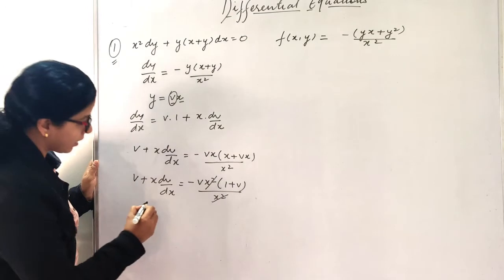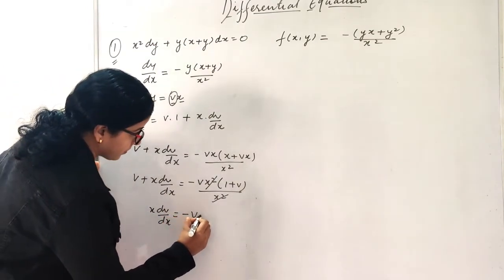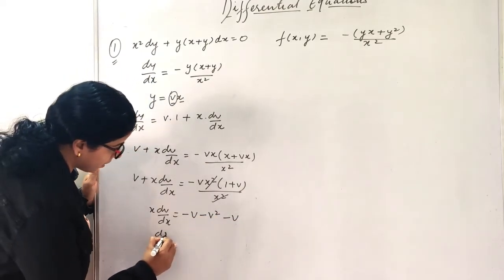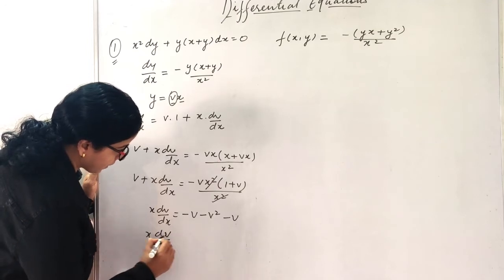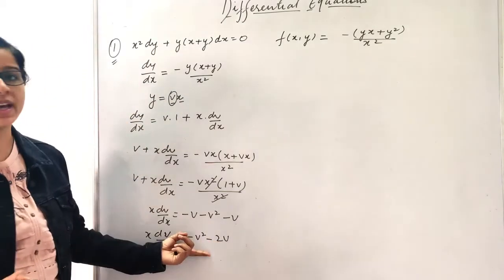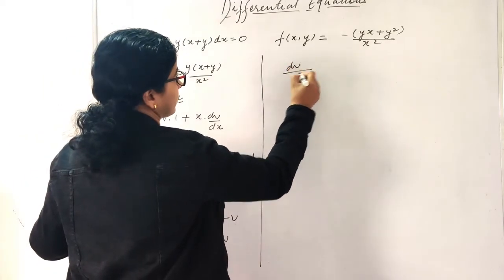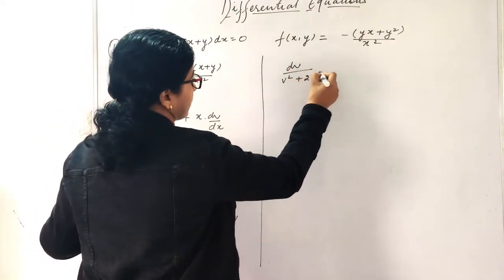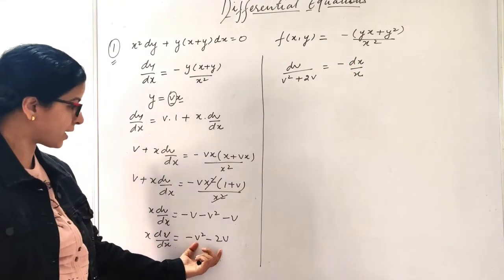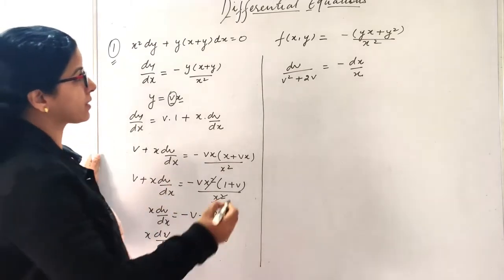Right? Now, okay, so what I am getting, x dv by dx equals to minus v square minus 2v. Now we can use variable separable form here, okay? So what I have done, I have taken out minus sign common over here and I have shifted v terms with dv and x terms with dx.